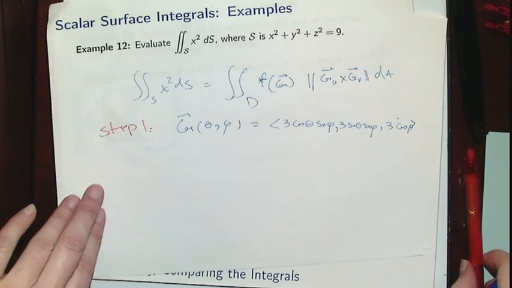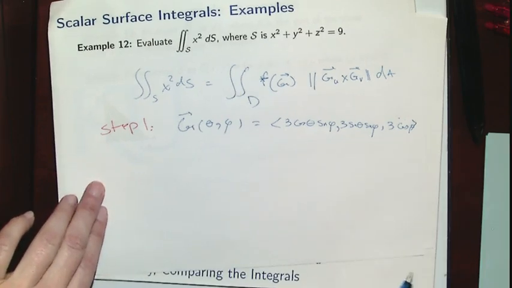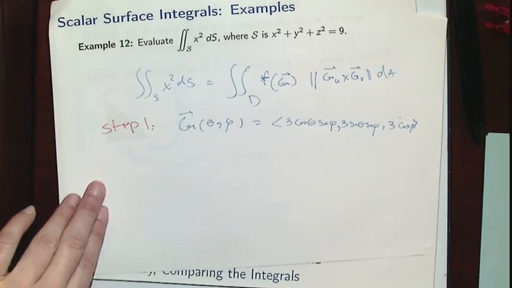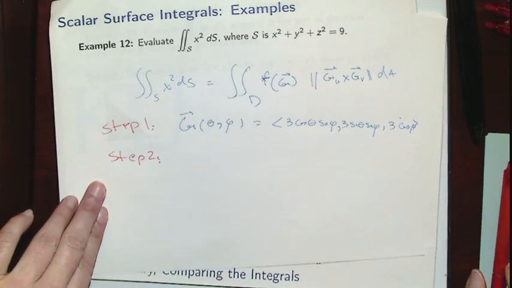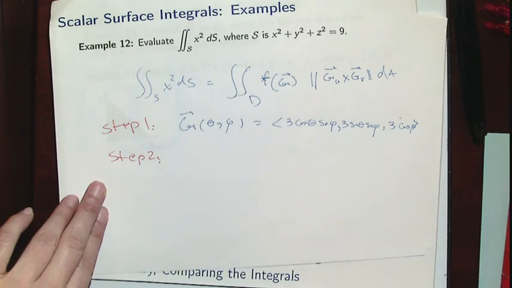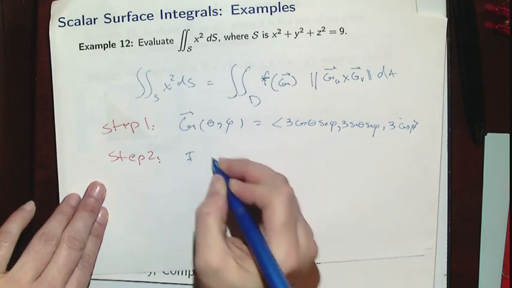Step 2, g sub u, g sub v. It's a trick question. Step 2, g sub u, g sub v. No? Use the Jacobian directly instead. So I'm going to skip what?